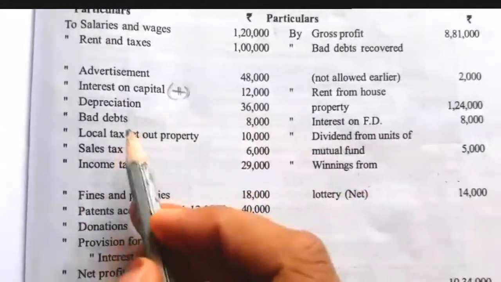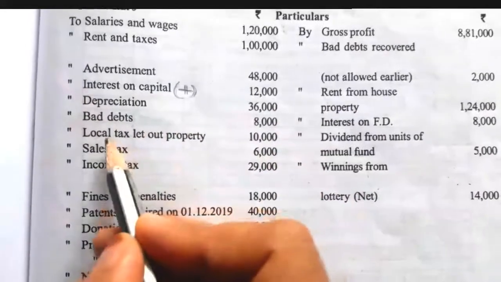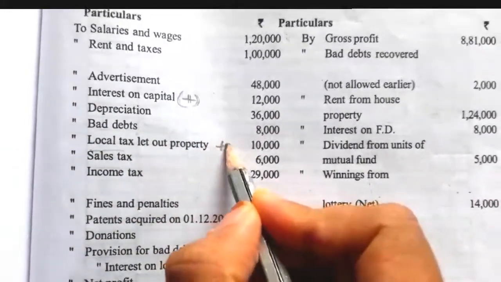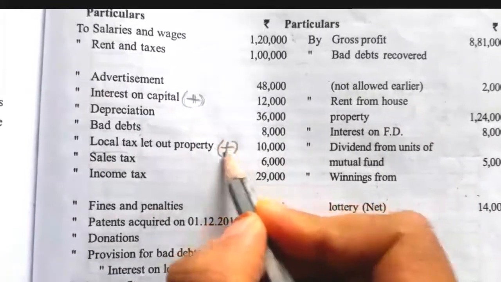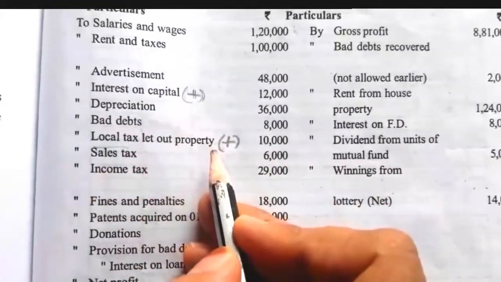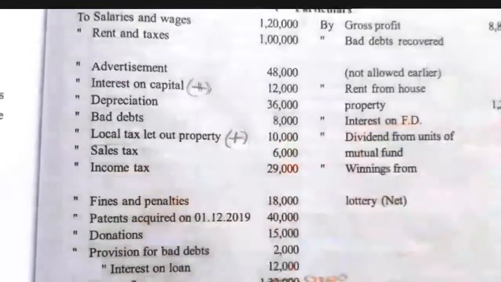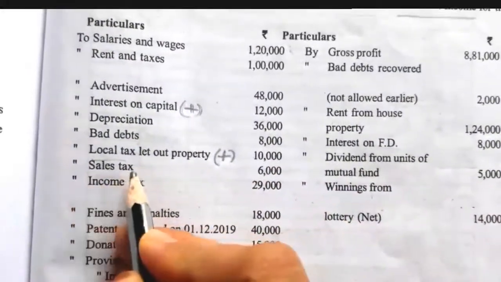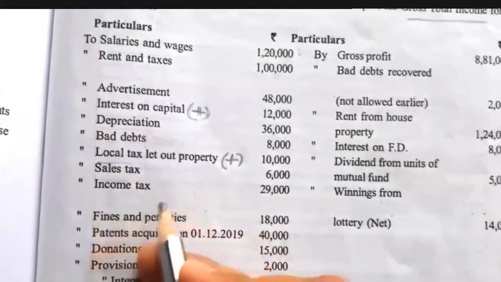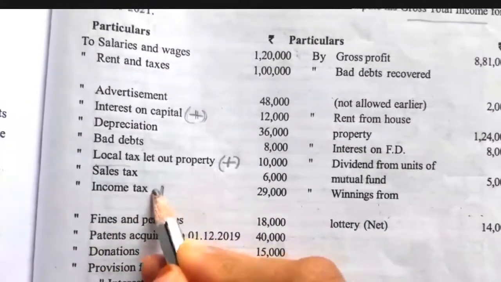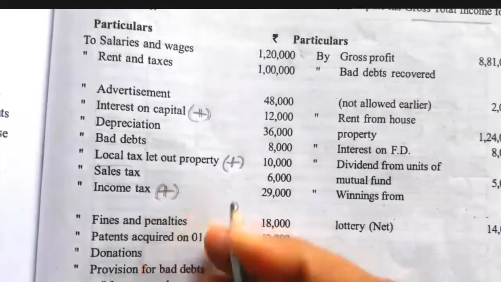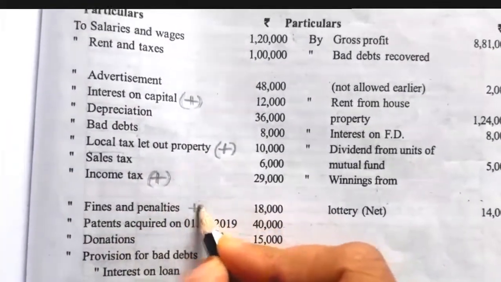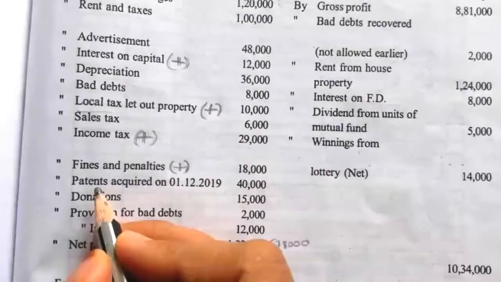Depreciation is an allowed business expense, bad debt is an allowed business expense. Local tax on let out property relates to let out property, not to business, so we have to cancel it. Sales tax is taken as an allowed business expense. Sales tax is the tax paid on sale of goods, at present GST, so it is allowed. Income tax is a personal tax, not a business related expense, so we have to add it. Fines and penalties are also not related to business, so we have to add them.